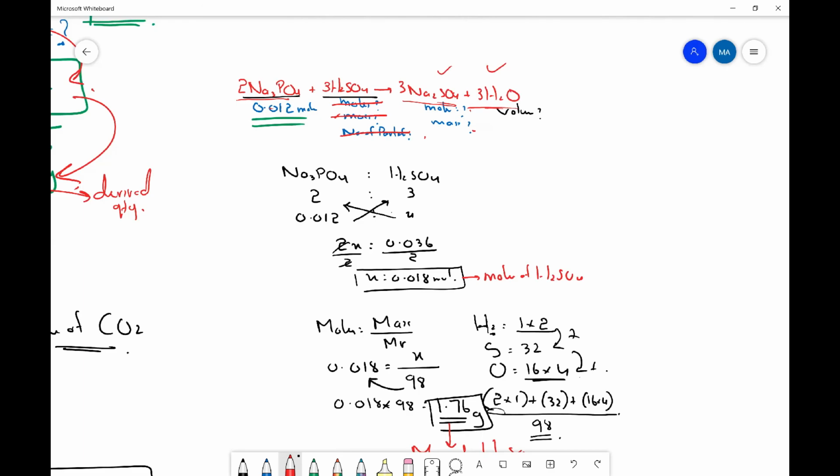For Na2SO4, it will be between Na3PO4 and Na2SO4. By the way, you can establish the ratio between even H2SO4 and Na2SO4. That's completely up to you because you now know the moles of H2SO4 as well, 0.018. So you can do that as well. But I'd suggest going with the first quantity, I mean the first quantity with all of the other quantities, so it will be easier for you to understand in sequence.